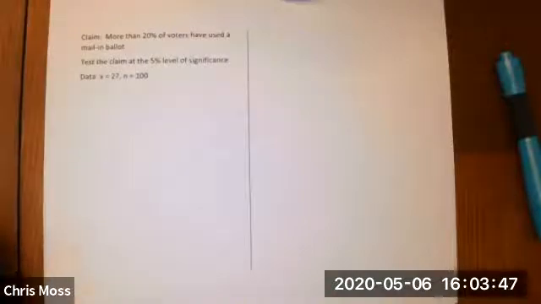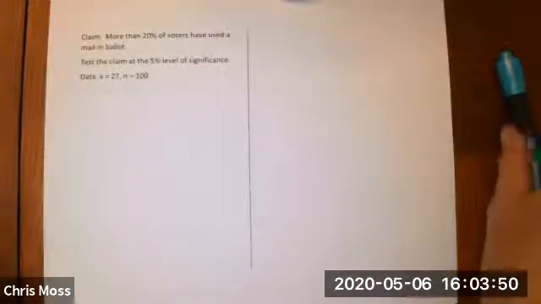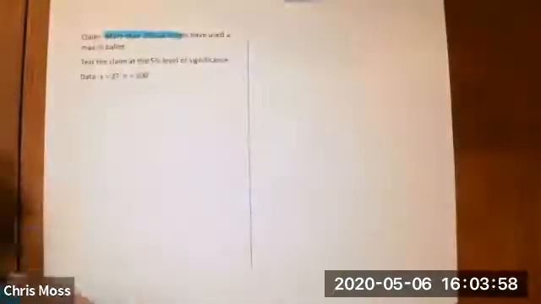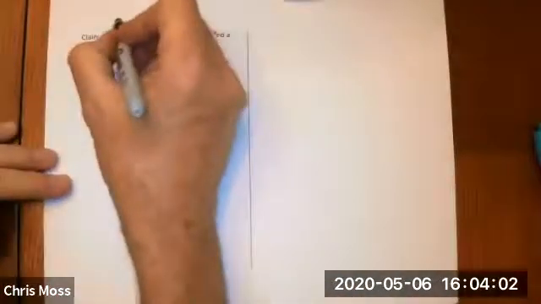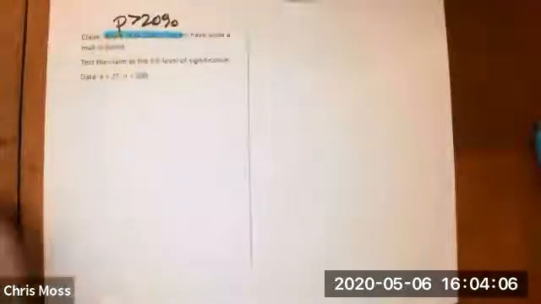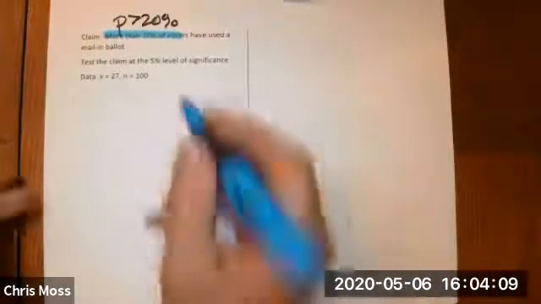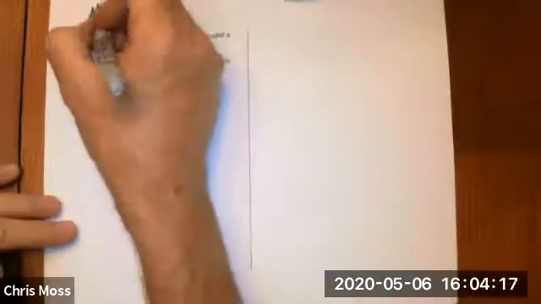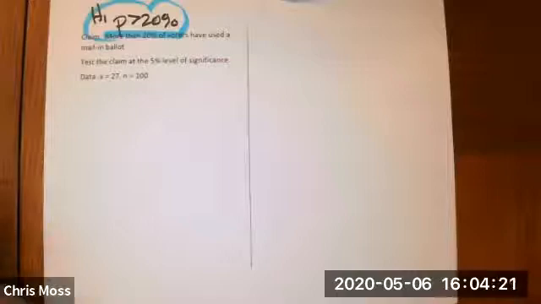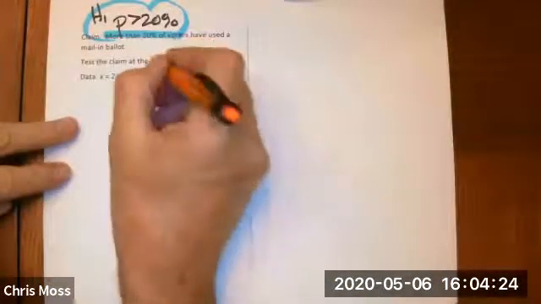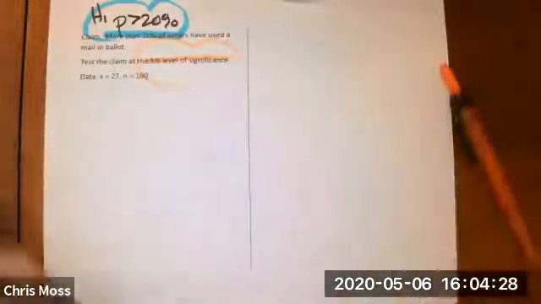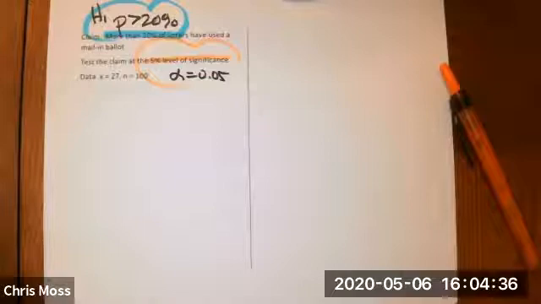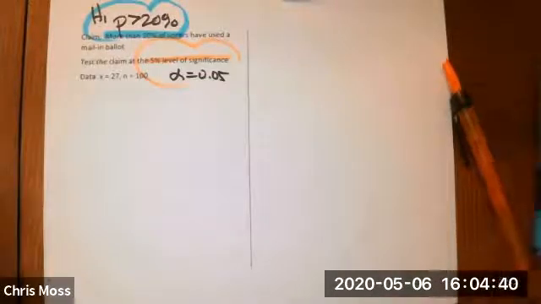More than 20% of voters have used a mail-in ballot. We're going to test the claim at the 5% level of significance. So we have a claim, more than 20% of voters. I need some sort of numeric representation. P is greater than 20%. And I can see by that particular statement, the lack of equality in that claim means I'm looking at the alternative hypothesis. That is our alpha. So our alpha for this is 0.05, and we'll use that when we set our critical values and rejection regions. I've also got the raw data here.